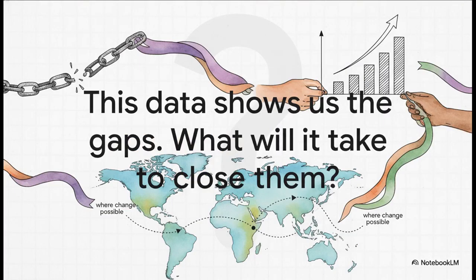So the Gender Inequality Index gives us this incredible roadmap. It shows us where the gaps are, just how big they are, and it points to the countries that are proving that real change is possible. And the question it really leaves us with is this: what's it going to take to close those gaps for everyone?